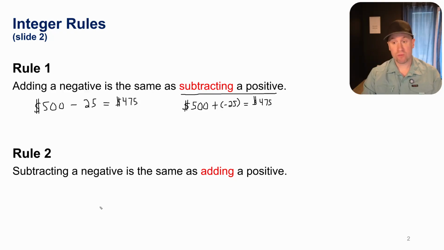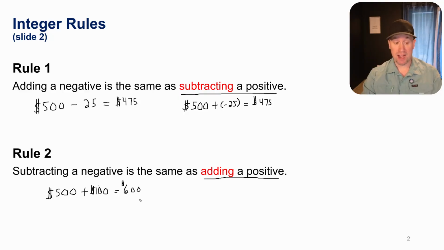Okay, let's look at rule number two. Subtracting a negative is the same as adding a positive. Let's again start with the more common thing, adding a positive. So let's say, again, you have $500 in your bank account, but in this case, you go to work for the day and you earn $100. So I add a positive 100. Well, at the end of the day, I then have $600, right?